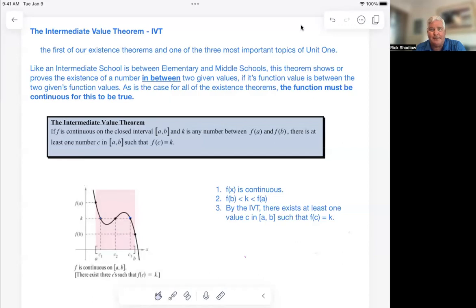I suppose limits, continuity, and then the IVT, and you'll hear me refer to this as just the IVT, recognizing we're talking about the intermediate value theorem. So let's talk about the word intermediate for just a moment.